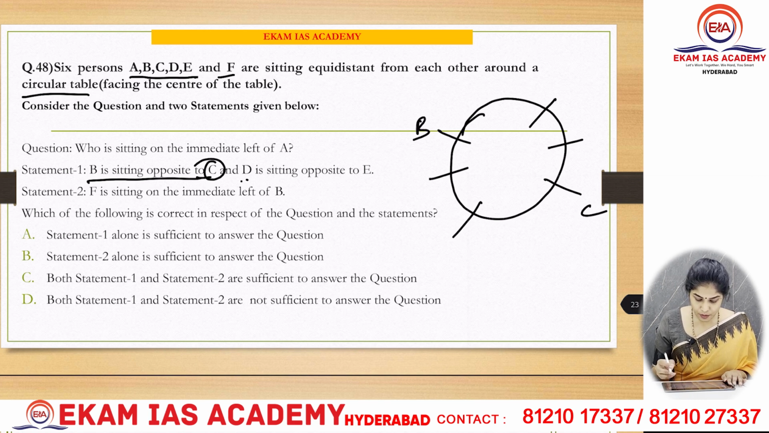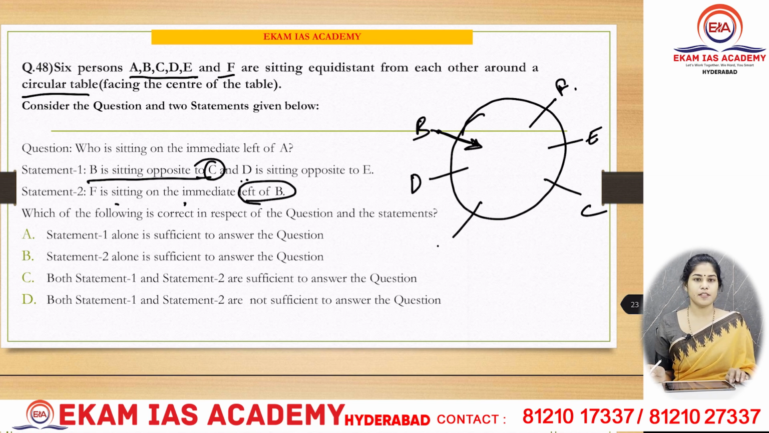And D is sitting opposite to E, right? F is sitting immediate left to B. So they are facing towards the center. F is sitting immediate left to B. This is the statements they have given.